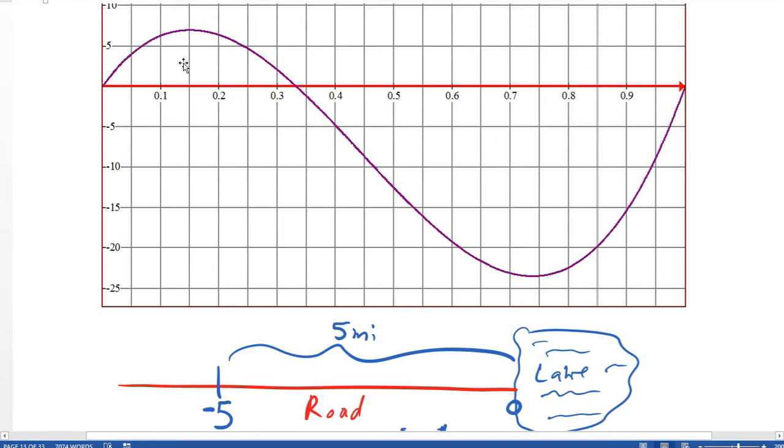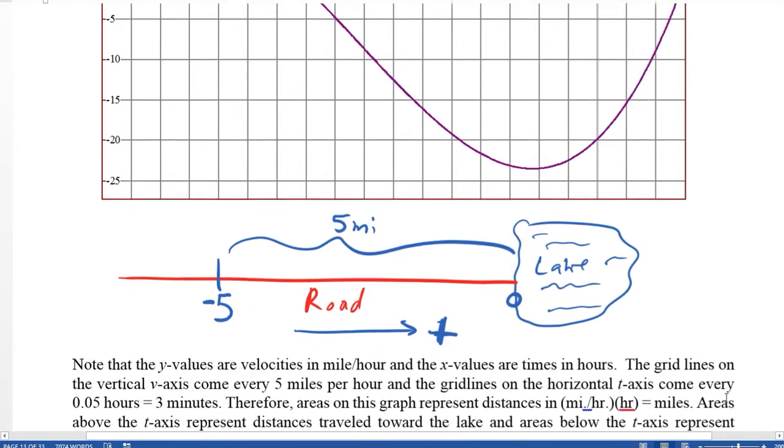If this area were less than 5, then she goes that distance to the right, and then at some point here turns around and goes back to the left. If this distance were more than 5, she got wet because she went into the lake. Or perhaps there's a bridge there or something.